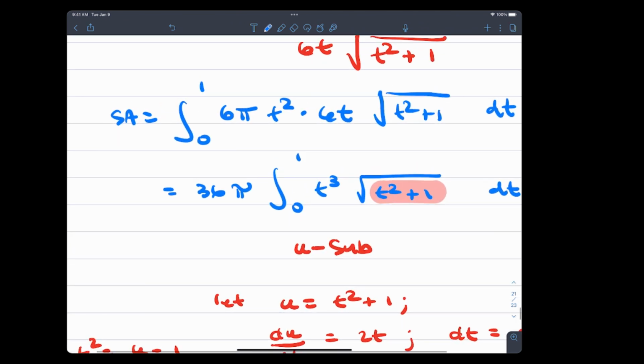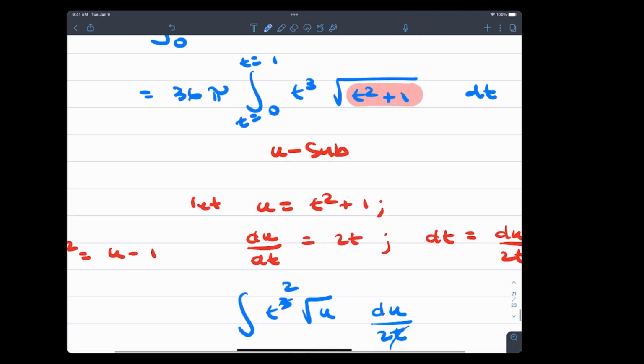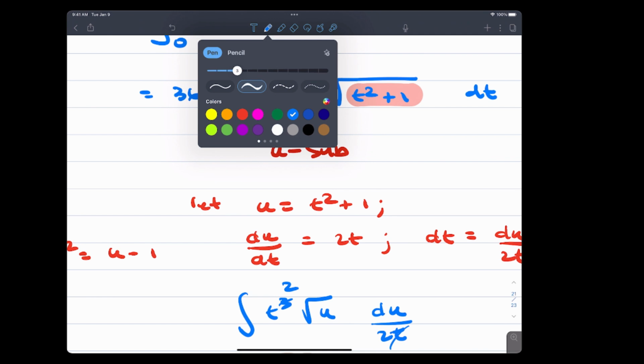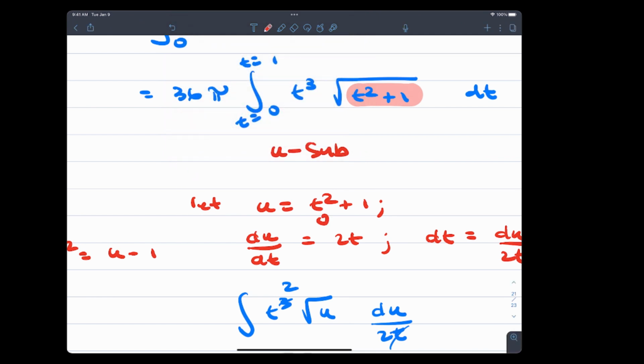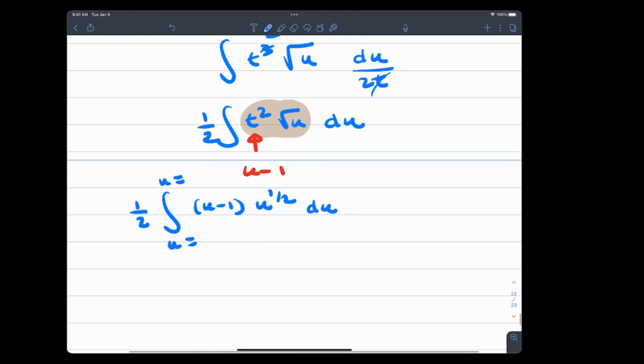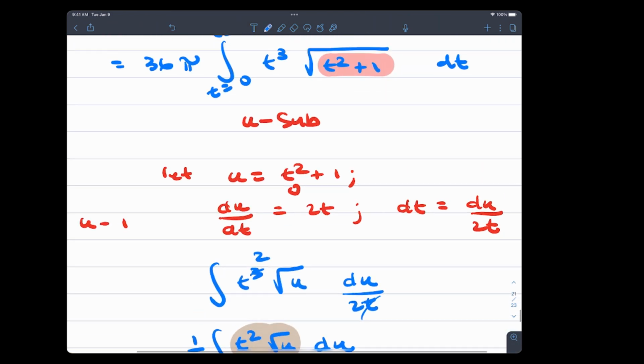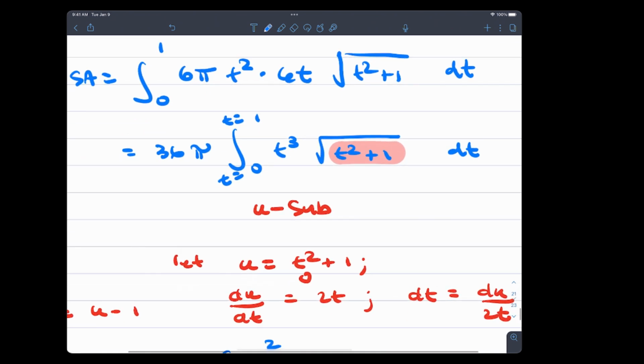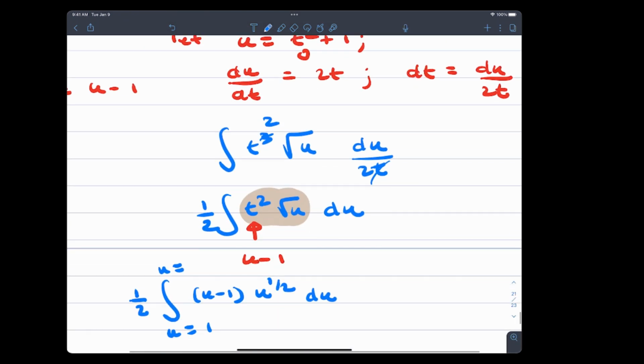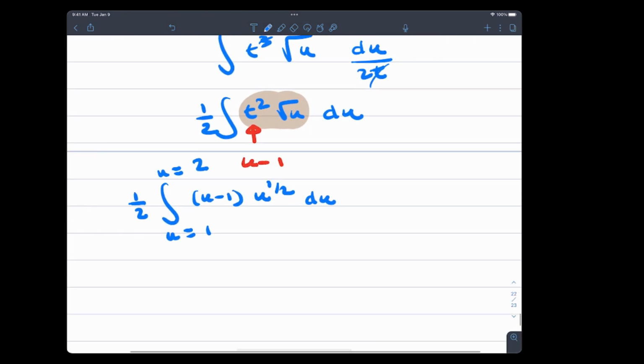So remember, this is t now. T goes from 0 to 1. So you go, okay, well, how do I get my u? Well, replace, here, t is 0. That means u is 1. Is that true? So the lower limit is going to be u is 1. The upper limit now, you say t is 1. What's 1 squared plus 1? Isn't that 2? All right. So that's going to be u is 2. You got to convert the limits as well.